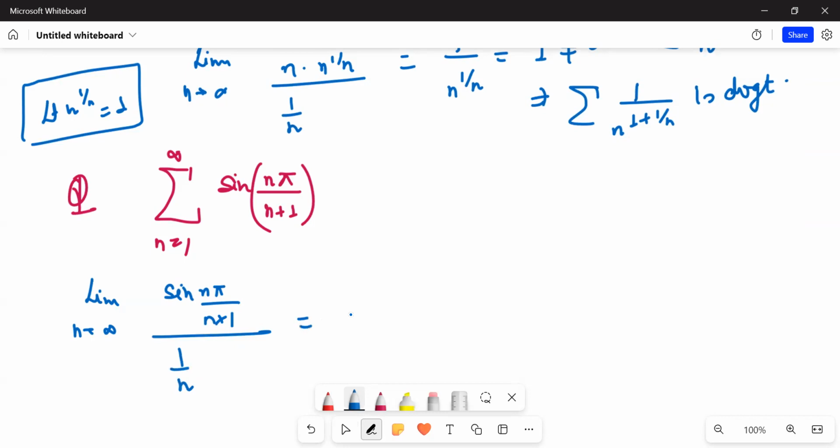Now see, I know that as n tends to infinity, n pi upon n plus 1 goes towards pi. Okay, this is one thing. Now, this will be equal to what? This will be equal to n times sine of n pi upon n plus 1.